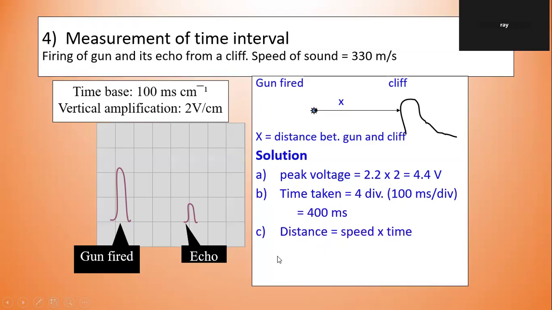So distance equals speed times time. Right? Distance is 2x, going to and fro, the echo comes back here. And so it's 2x. Speed is 330, and time, right? You have to change it to second. And calculate out your x, 66 meter. Can. Yeah, can.